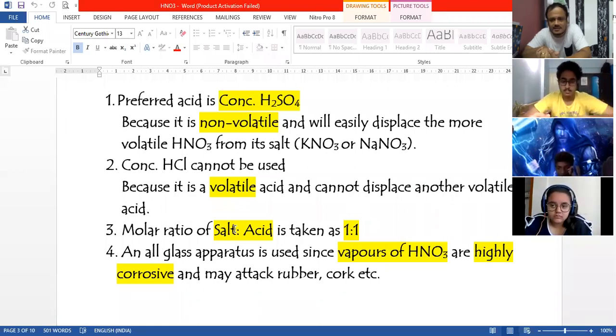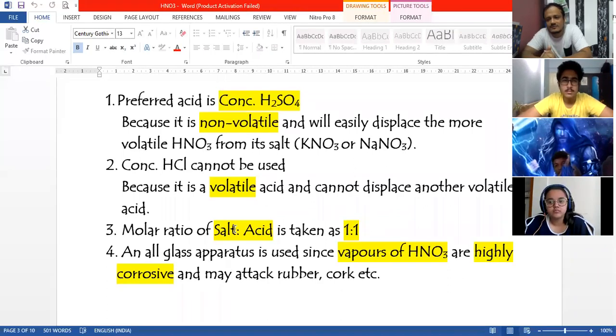KNO3 is formed by the reaction of KOH, that is potassium hydroxide, which is a base, and HNO3, which is an acid. So you know that salts are formed by the reaction between acids and bases. Okay, so KOH plus HNO3 gives you KNO3. Similarly, NaOH plus HNO3 gives you NaNO3. So when I have those salts and I'm reacting them with a non-volatile acid, that is concentrated sulfuric acid, I'll get HNO3 out of it, because H2SO4 being non-volatile displaces the volatile acid out of the salt. Okay, so that's the reason why we are using concentrated H2SO4.